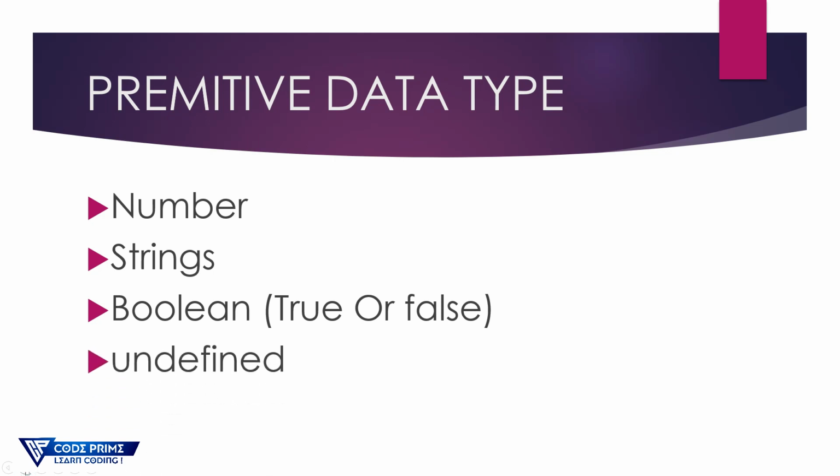And undefined is basically when there is no data value, and it will be completely undefined. There is no value, nothing to identify. And then the next one is null, which is basically empty.